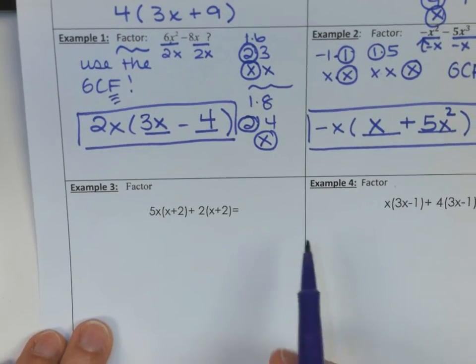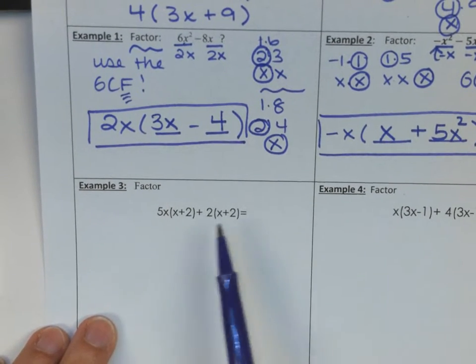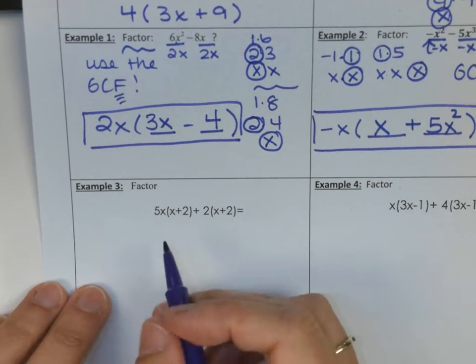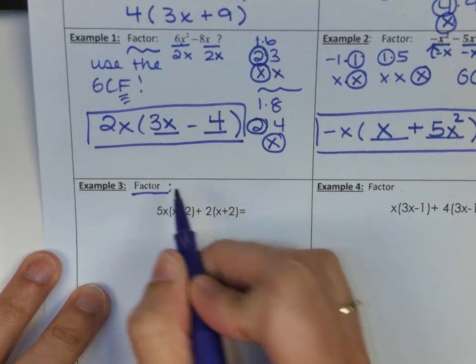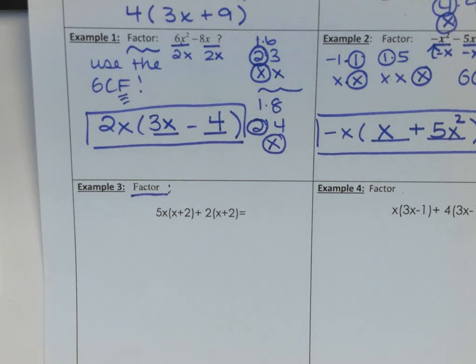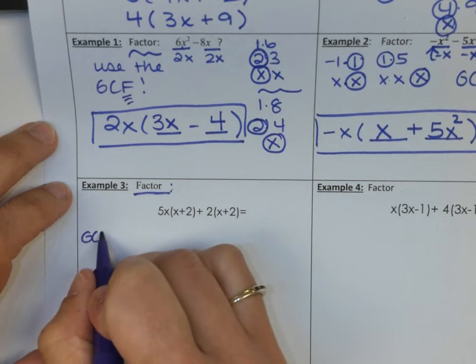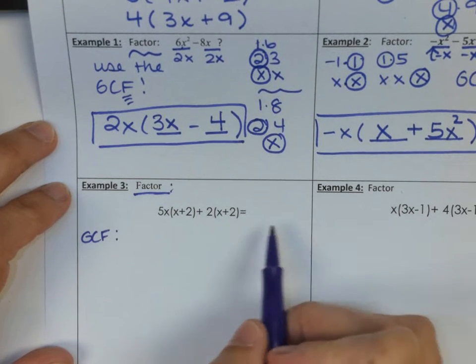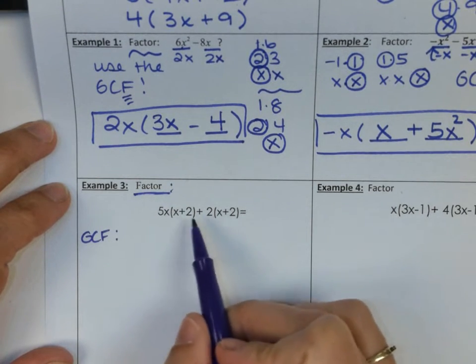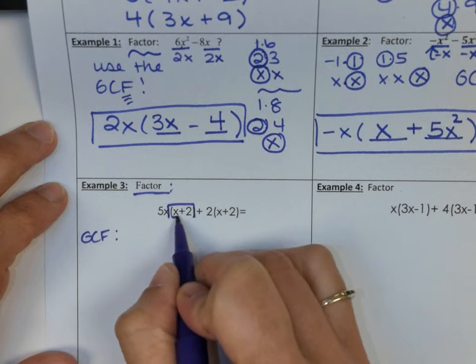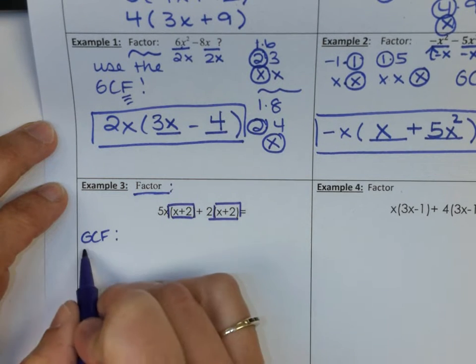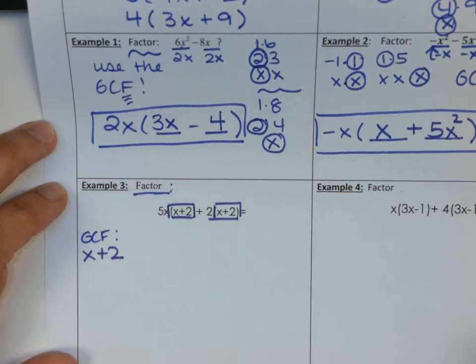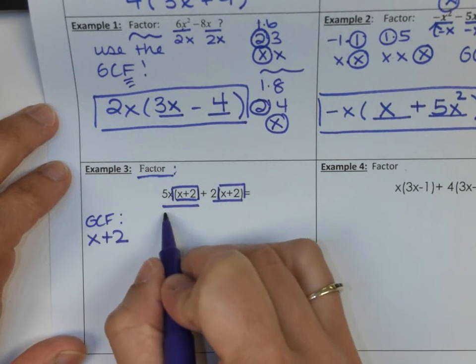So here, this is crazy because we've got lots of stuff going on here. And we want to factor, so we're trying to figure out what did we distribute to make this whole problem. So what is the GCF? What do these two terms have in common? They have an x squared and x plus 2 in common. So x plus 2 is in common.